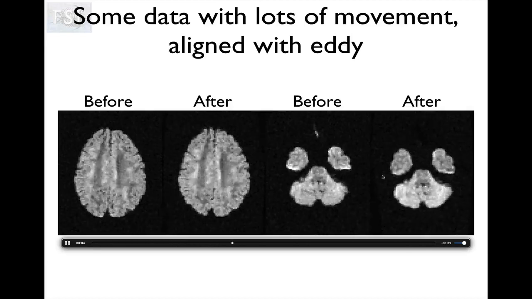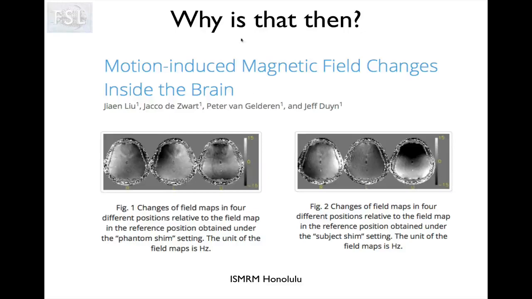So what is it that's going on here? Well, what it is, the susceptibility induced off resonance field, the magnetic field, changes when the subject changes its location in the scanner. And not only that, it's only certain movements in the scanner, so certain subject movements, that will change the field. And those movements are the out-of-plane rotations.